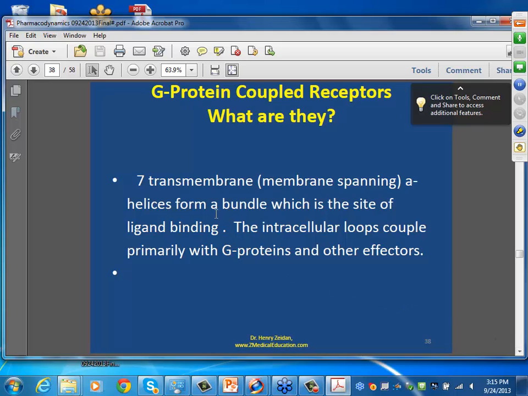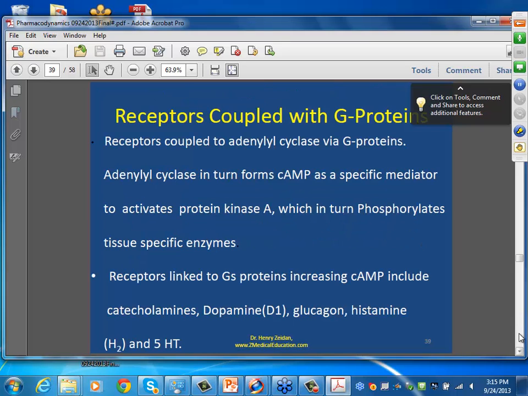Seven transmembrane proteins. Complex site of ligand binding. You're dealing here, as I said, with G proteins and other effectors. So what kind of mechanisms do those follow? Adenyl cyclase, don't leave home without it. See, adenyl cyclase cleaves cyclic AMP from ATP. This is considered a second messenger here.